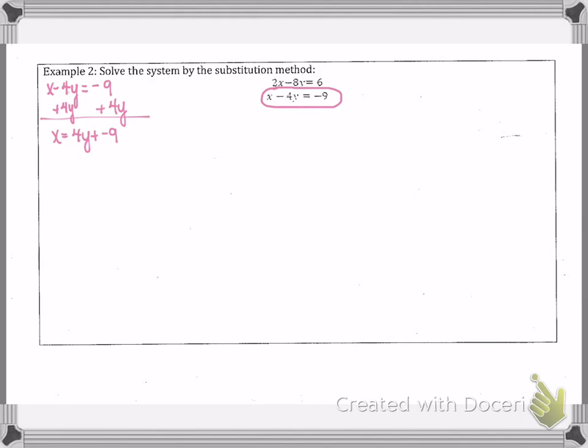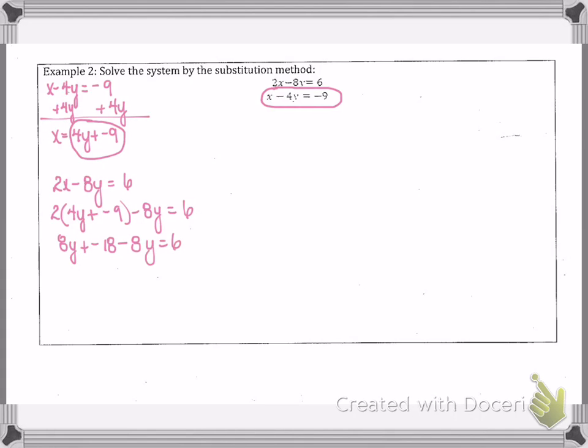Now I'm going to take that 4y plus negative 9 and replace it for x in the top equation. So 2x minus 8y equals 6 was my original equation. Now I'm going to replace it for both of those pieces, and I'm going to solve for x, or y, pardon me. This gives me 8y plus negative 18 minus 8y equals 6. And something should be looking a little fishy to you because we've got 8y and negative 8y and they cancel out.